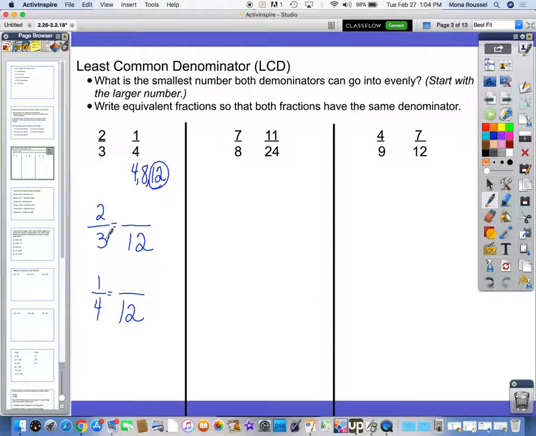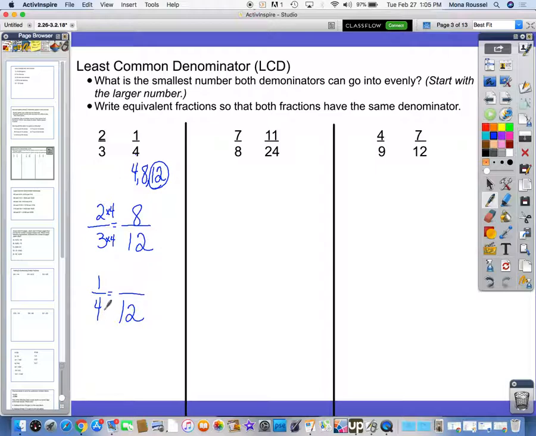So what we'll do is we will do 3. We have to see what 3 was multiplied by to get 12. 3 times 4 is 12. Since the denominator was multiplied by 4, we have to multiply the numerator by the same thing. 4 times 2 is 8. So this tells us that 2/3 is equivalent to 8/12.